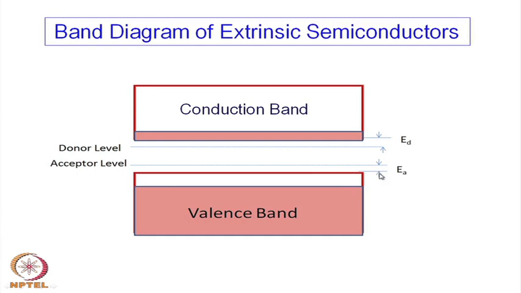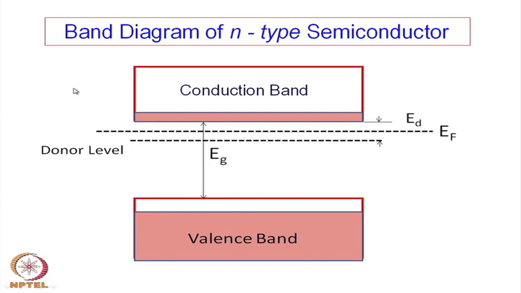And this distance, either EA or ED, is much, much smaller than the EG. EG means this distance. So, you need much less energy for generation of charge carriers. This is just the expanded view of the earlier discussion. This is for the donor level, and we just want to show that for the intrinsic semiconductor, the Fermi energy lies exactly in between, that is Eg by 2.